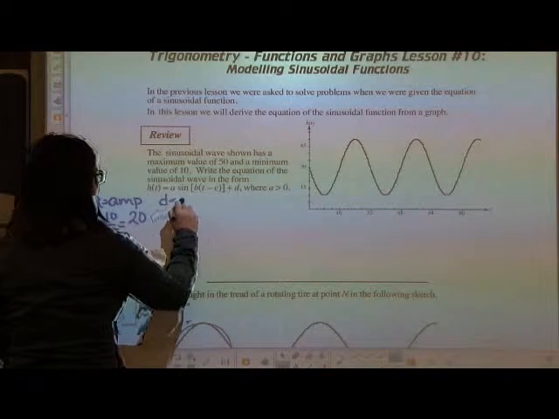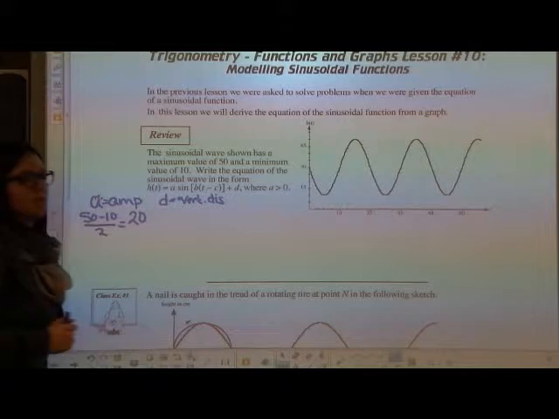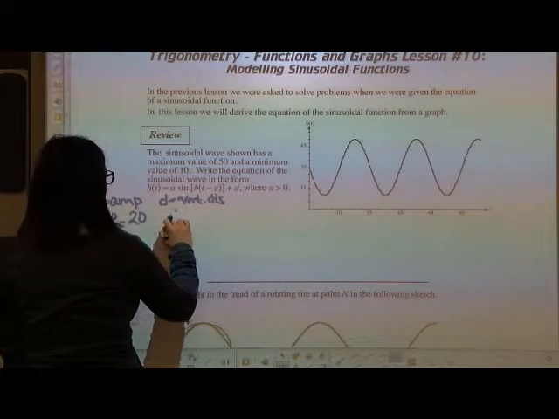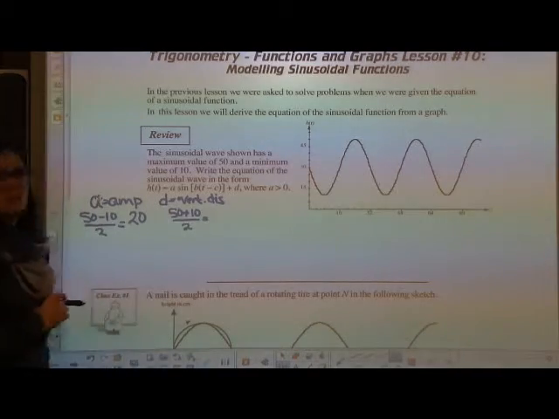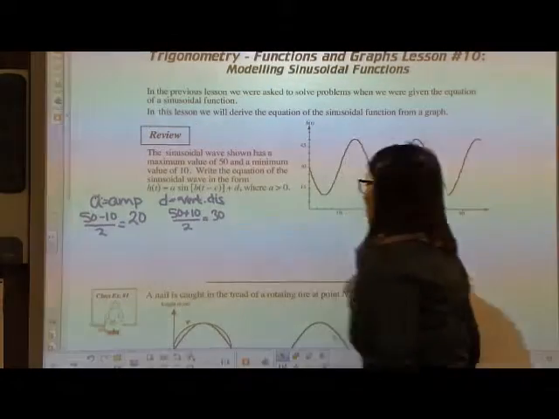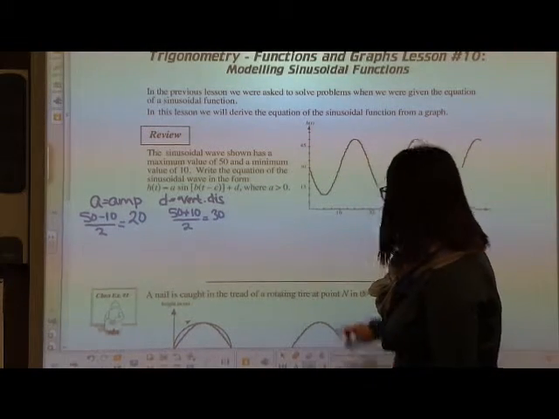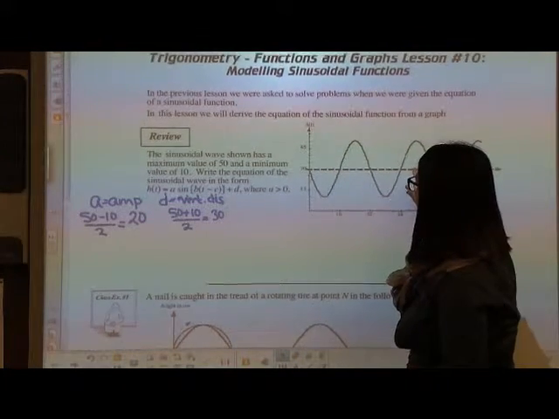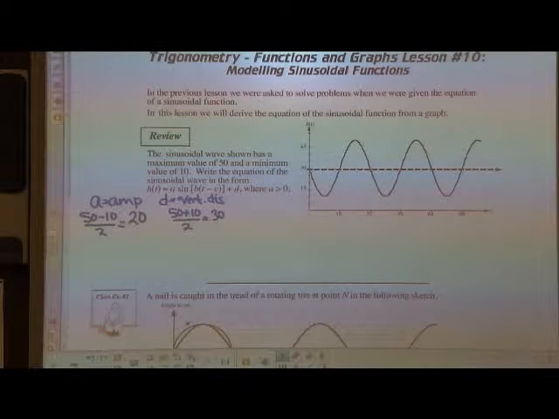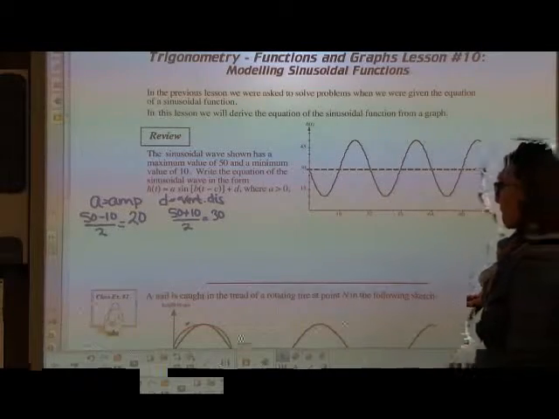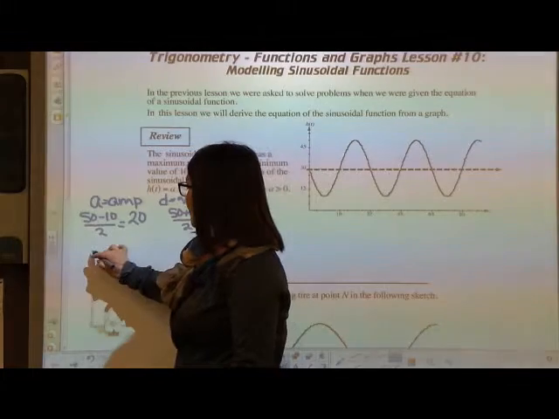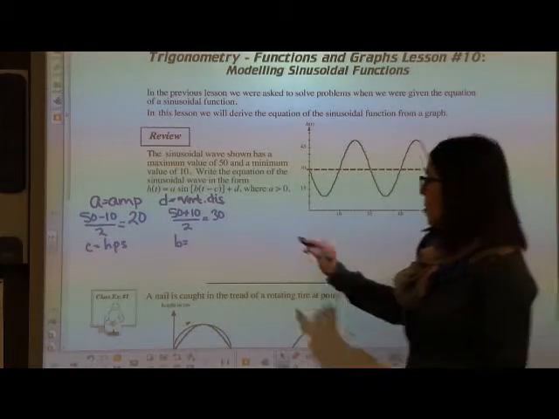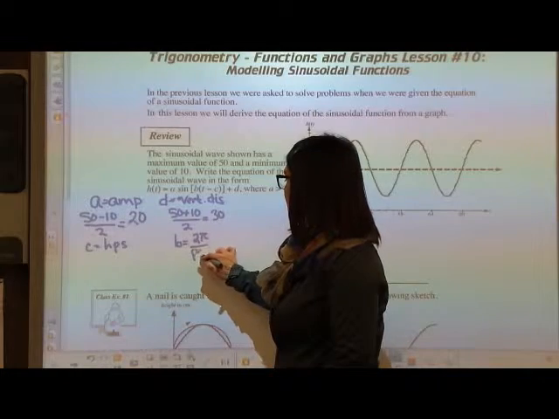So now if I look at D, D was that vertical displacement. How do I find the vertical displacement? So 50 plus 10 divided by 2 equals 30. And the reason why I figure out that vertical displacement is because it helps me find the center of the graph, which for a sine function is very important because that's where the sine function actually originates. When I look at my sine x graph, it starts in the middle and then makes its movement up and down. Then I have C, which is my horizontal phase shift, and I have B, which is the relation to my period. So B is 2 pi over the period.